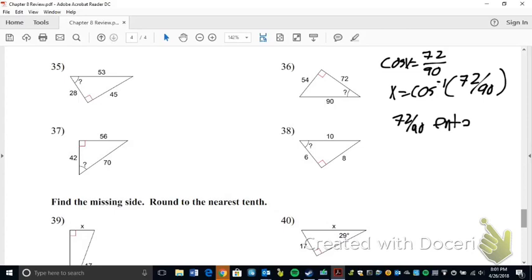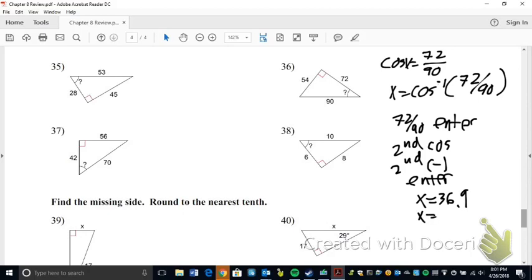So again, let's say I want to go 72 over 90, enter. That's going to give me a number. Then I hit second cosine, second dash, and hit enter. And the number it spits out at me, I'm going to then round to the nearest degree. It's 36.9, so I round that up to 37 degrees.